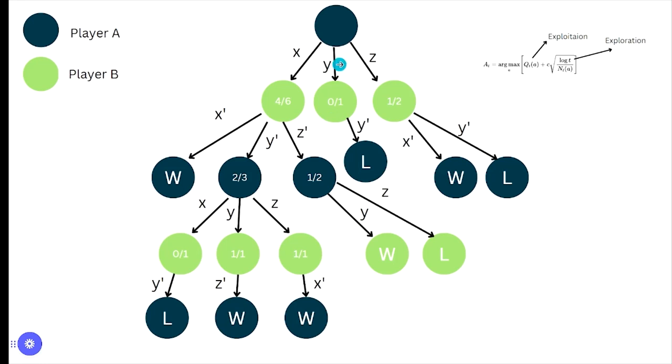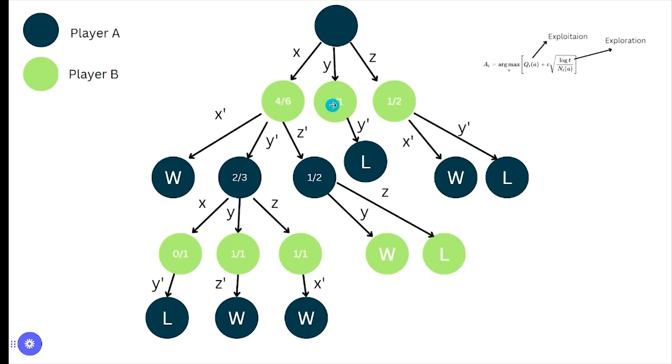Now, if another simulation were to be made, it would select nodes based on the formula which depends on exploitation and exploration. Exploitation is a selection of nodes which appear more promising, and exploration is a selection of nodes which appear less promising and have been explored relatively less. So if we let the number of simulations increase, we can see an increase in the size of the tree, and we can also have better and better strategies which would make it difficult for player B to win against player A.